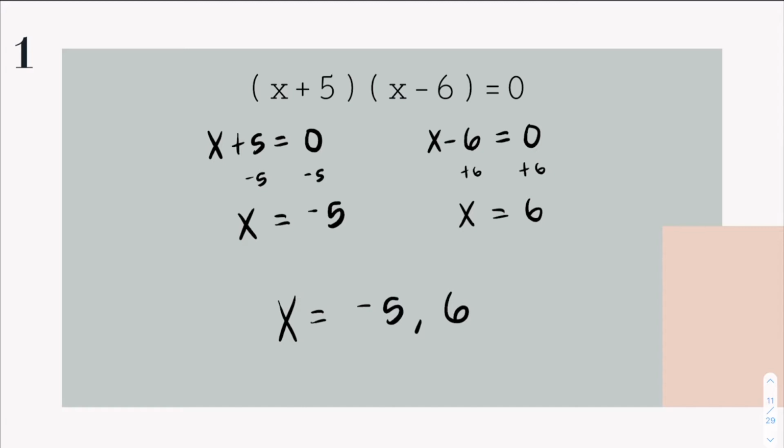And that makes sense because if we were to substitute in -5 back into our equation for x, we would get 0 times -11, which does equal 0. Same if we substituted 6 back in for x. We would have 11 times 0 equals 0. So these are the solutions to this equation because these are the numbers that make the equation true.